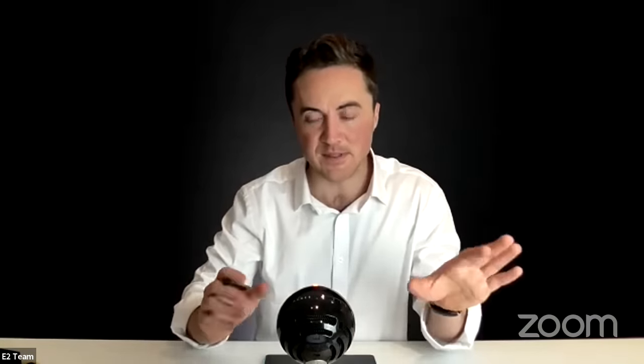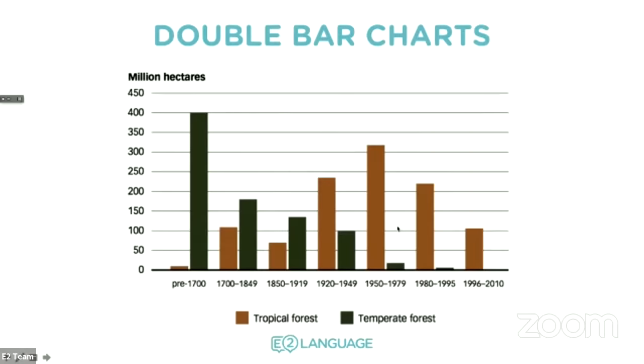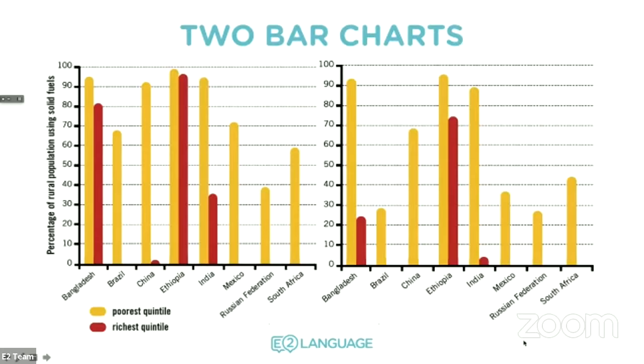So you should have introduced and then described this graph. Cool. Let's push on. Let's do this one here. So let's look at it for 25 seconds. I'm just going to say in my mind, these bar charts represent the percentage of the rural population using solid fuels according to poorest and richest quintiles in countries such as Bangladesh, Brazil, Egypt, and Ethiopia. Fine. Okay. What can I see here?